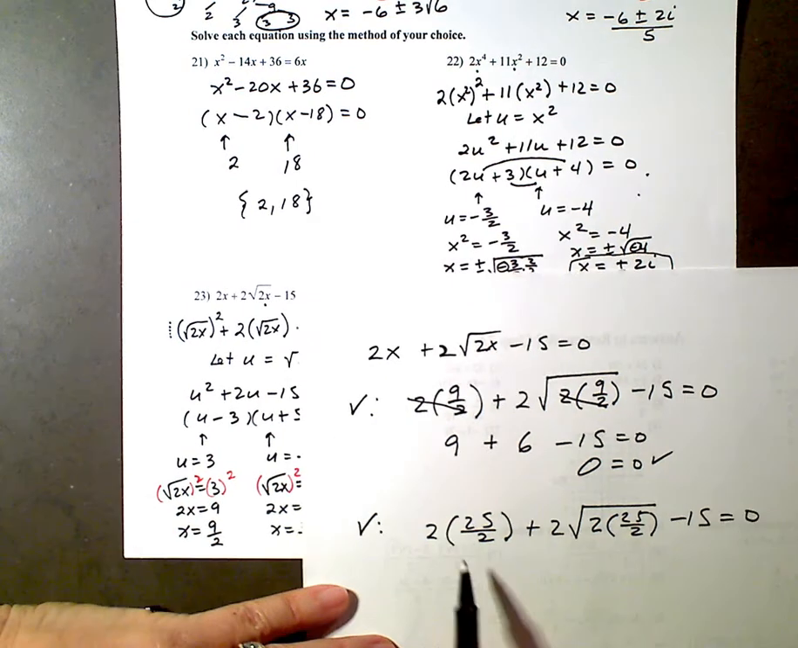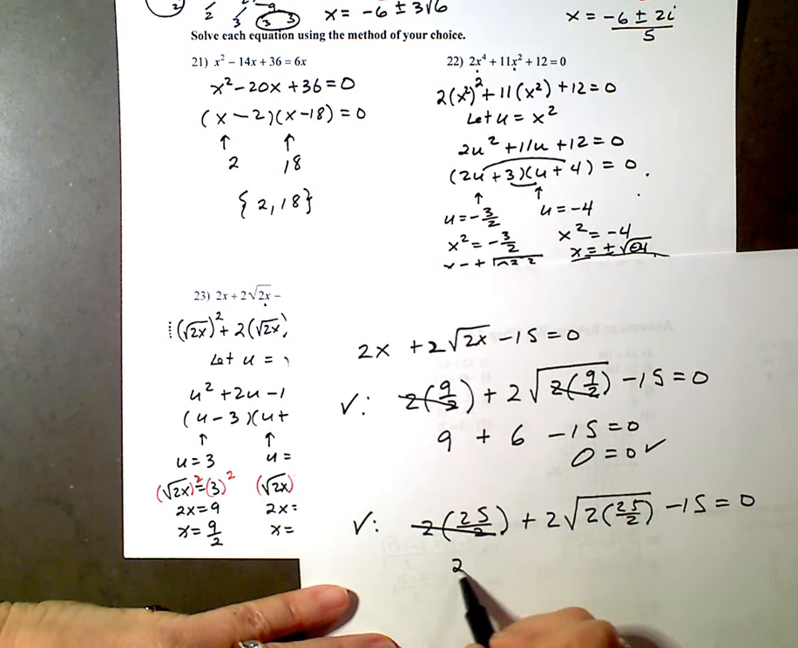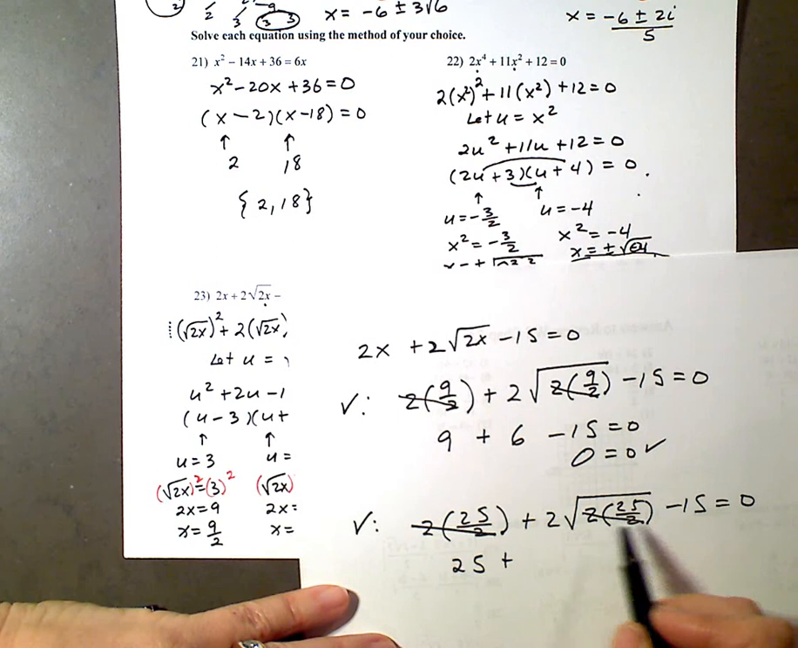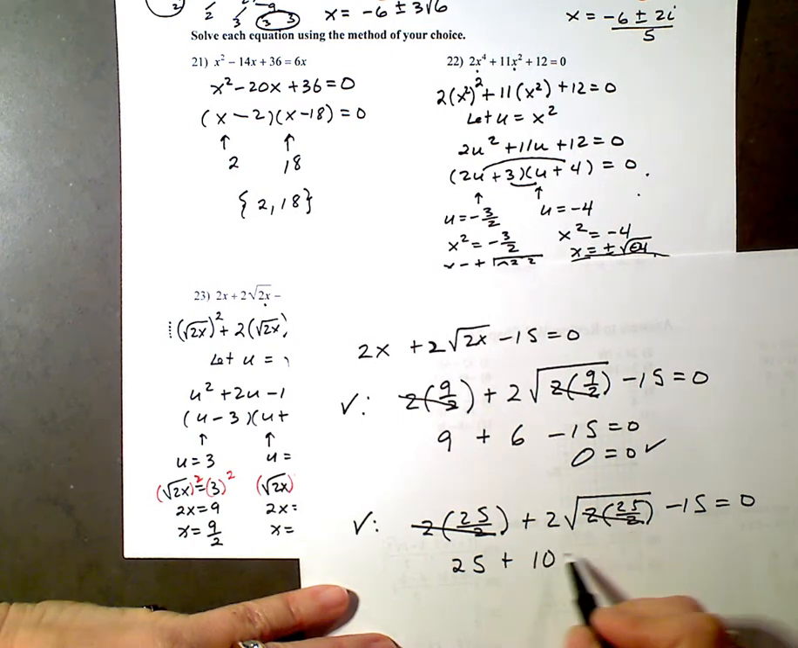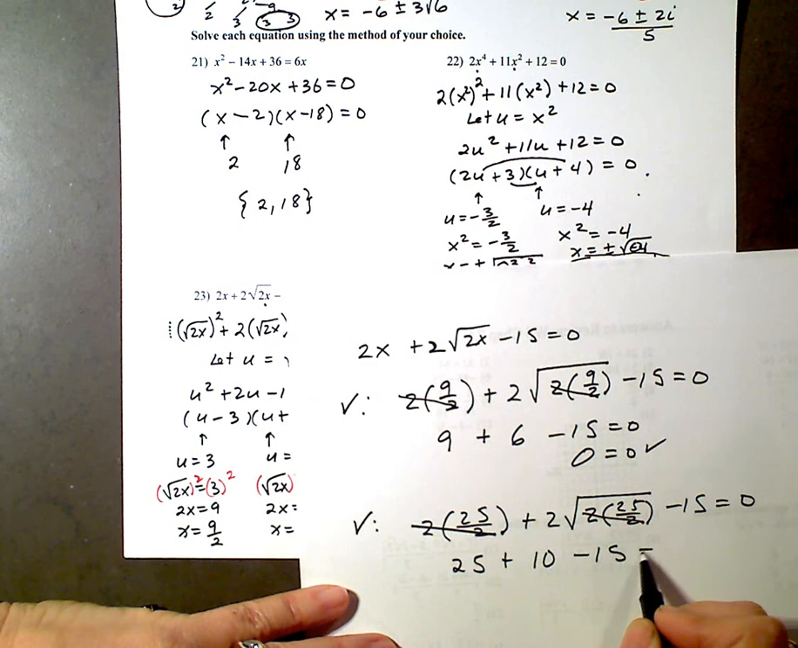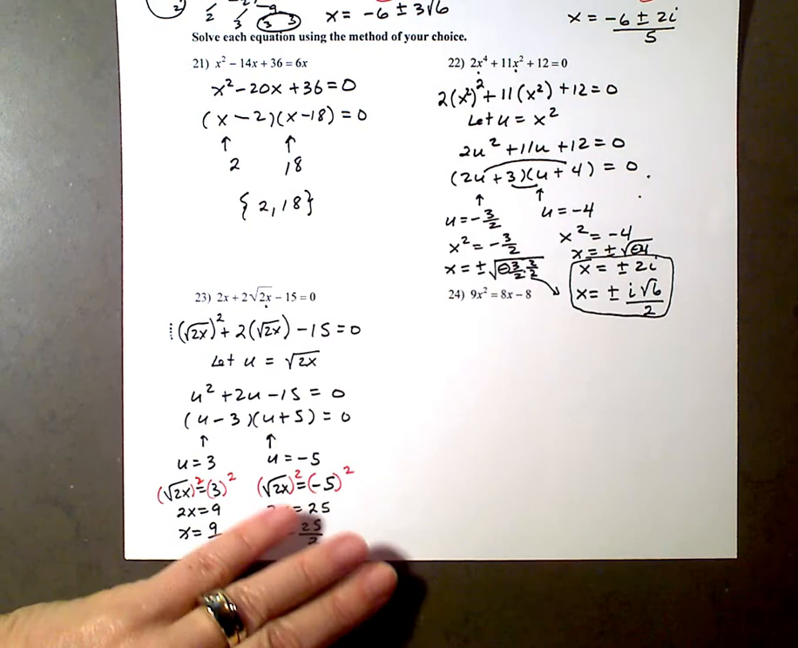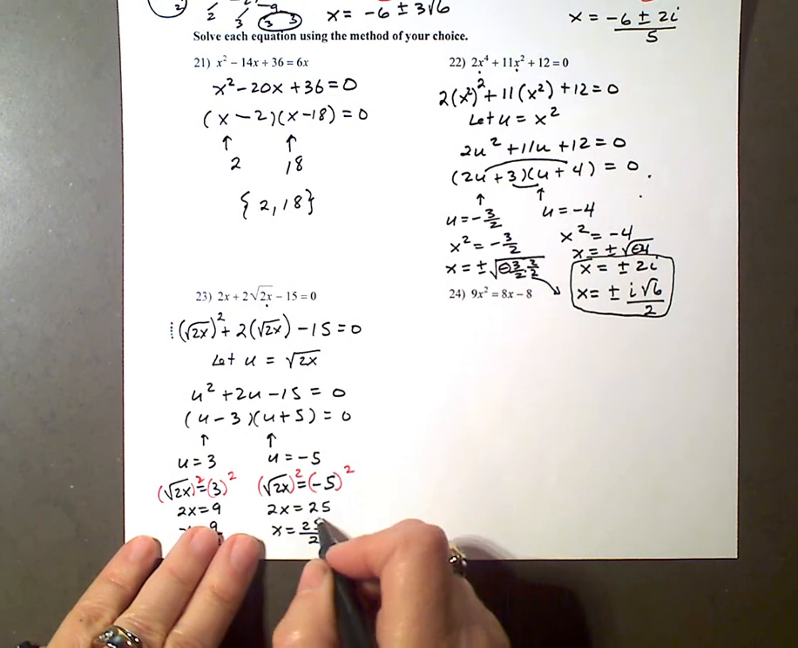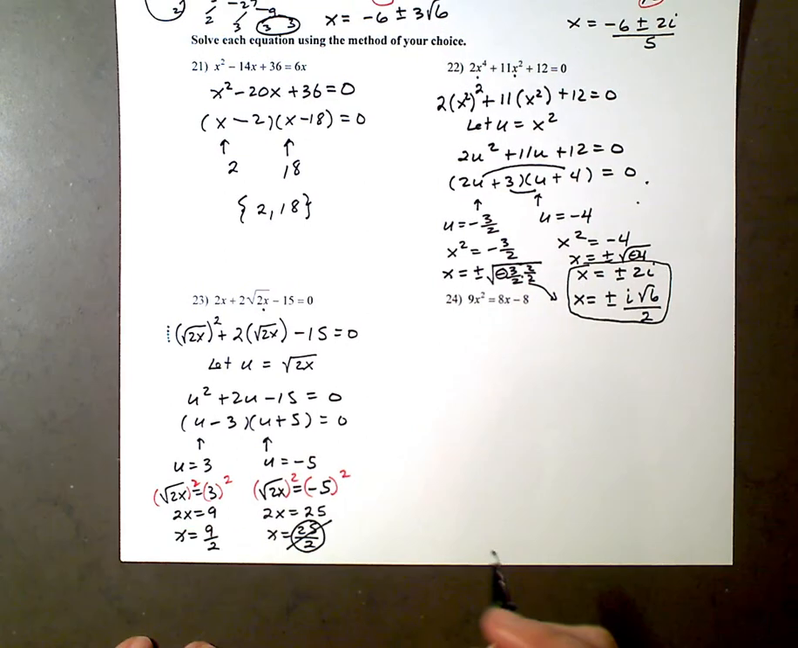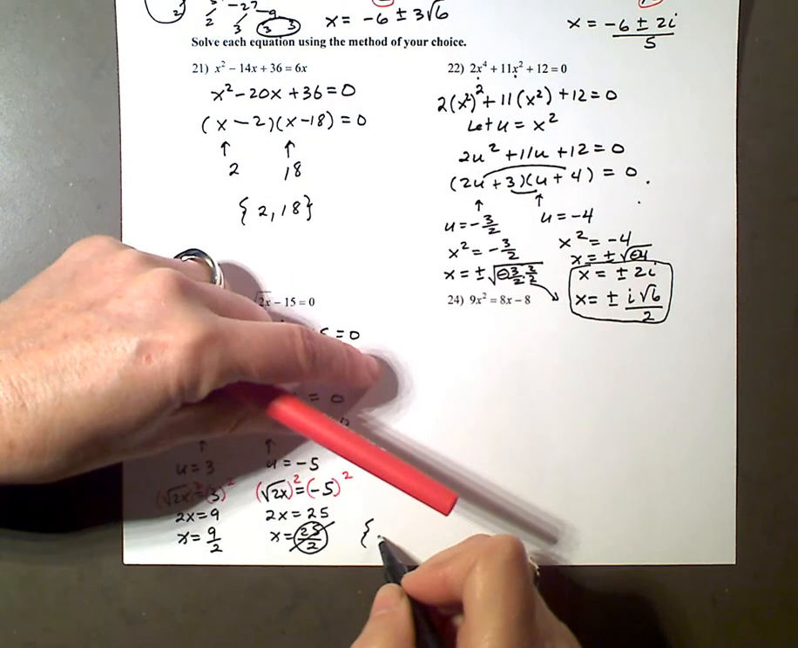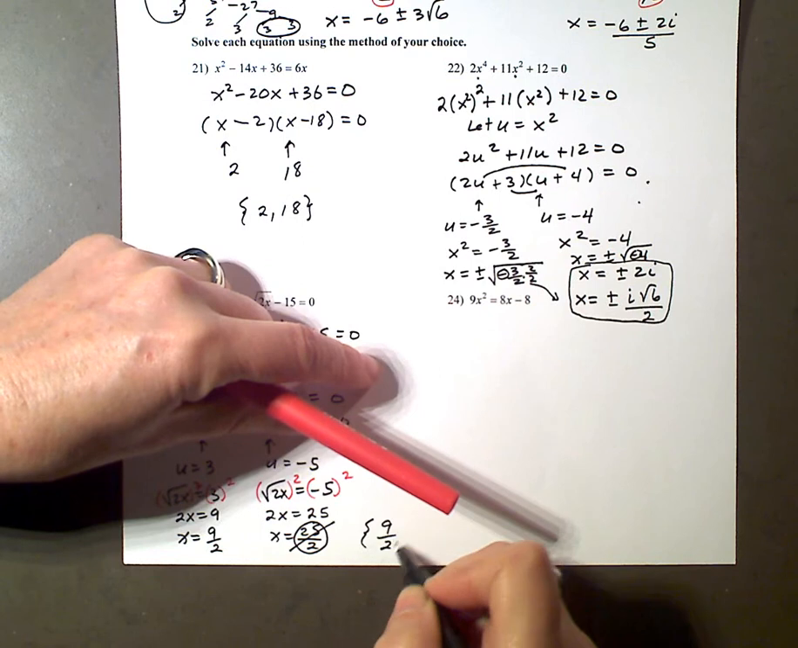So here those cancel. This is 25 plus, so that cancels, and this is the square root of 25, which is 5. 2 times 5 is 10, and then a minus 15 is 0. So this is 35 minus 15, or 20, so that doesn't work. So that means that I have to reject the 25 halves. It's an extraneous solution. So my solution to this problem is just simply a positive 9 halves.